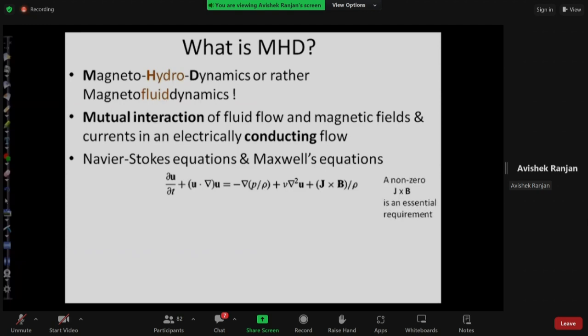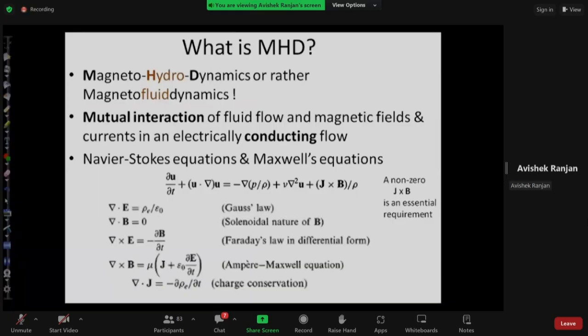So these are the two ingredients, and essentially the cross product is what leads to some acceleration in the fluid flow or retardation depending on the sign. So a non-zero value of this J cross B is an essential requirement. Now you can think about what all can make this J cross B non-zero. So of course non-zero J and non-zero B, but also the non-zero cross product. Those 3 things are required.